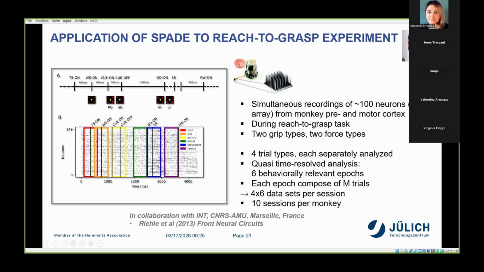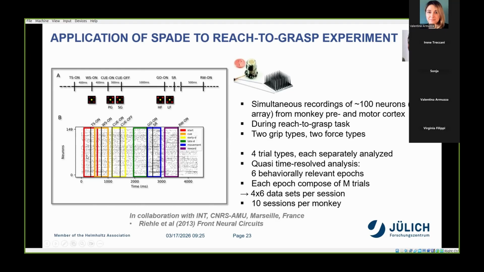Then at some point, he leaves the center key, meaning this is the reaction time. And then he does the grasping and gets a reward. Now we wanted to analyze this for spatiotemporal patterns.